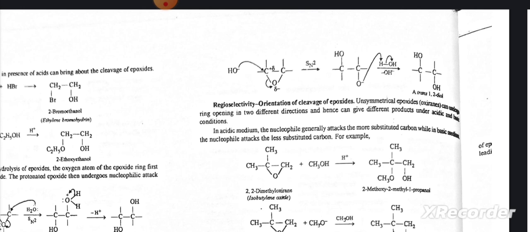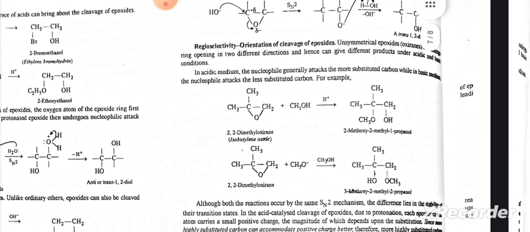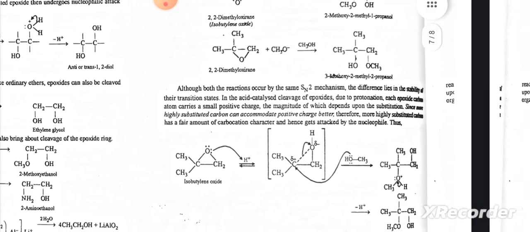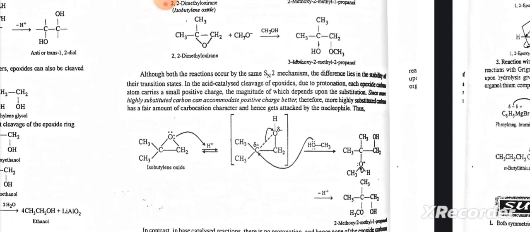Regioselectivity, the orientation of cleavage of epoxides. Unsymmetrical epoxides can undergo ring opening in two different directions and hence can give different products under acidic and basic conditions. In acidic medium, the nucleophile generally attacks the more substituted carbon, while in basic medium, the nucleophile attacks the less substituted carbon. Although both reactions occur by the SN2 mechanism, the difference lies in the stability of their transition states.